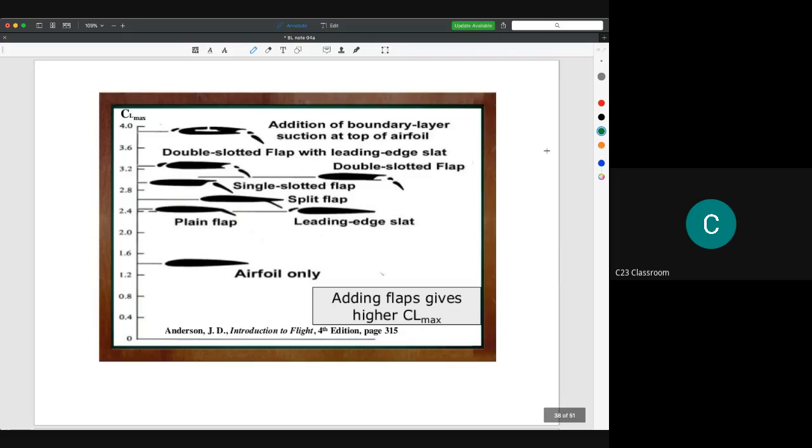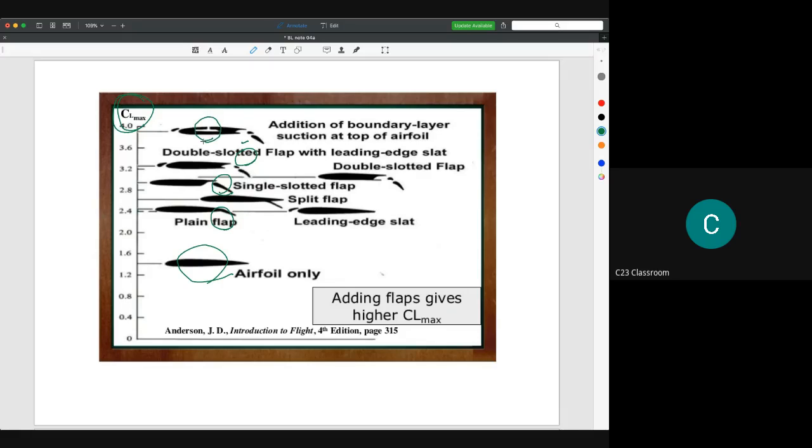So this is another figure that could show us a few technologies installed in the airfoil to make sure that we could increase the lift force. So this is the CL, the coefficient of lift. So we have a few ideas. For example, this is for the airfoil only, and then this might be for the plain flap. So we have the single, we have a double flap, and then maybe we have the addition of boundary layer suction at the top of the airfoil.